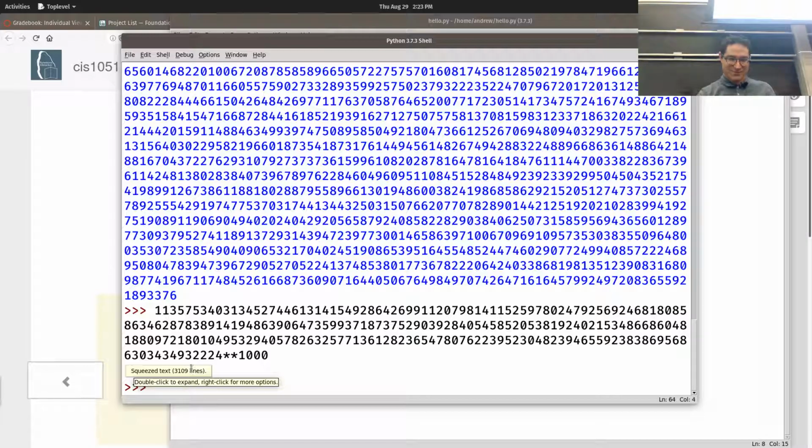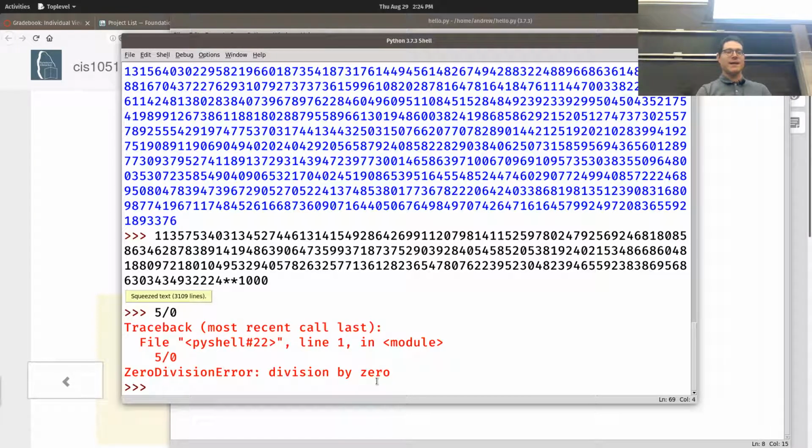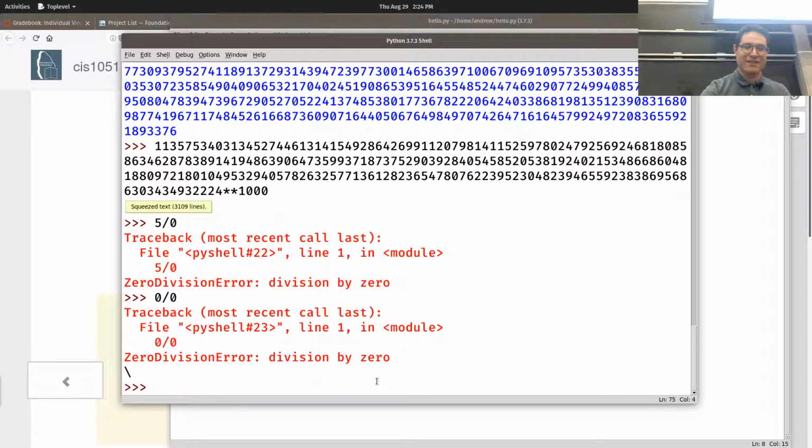Okay? Now, a couple things we should probably check. What happens if I divide by 0? Does my computer crash, right? That happens in science fiction. We make the robots divide by 0 and the humans save themselves. It just gives me an error. It says that you can't divide by 0. Okay, what if I divide 0 by 0? It also says that I can't divide by 0.